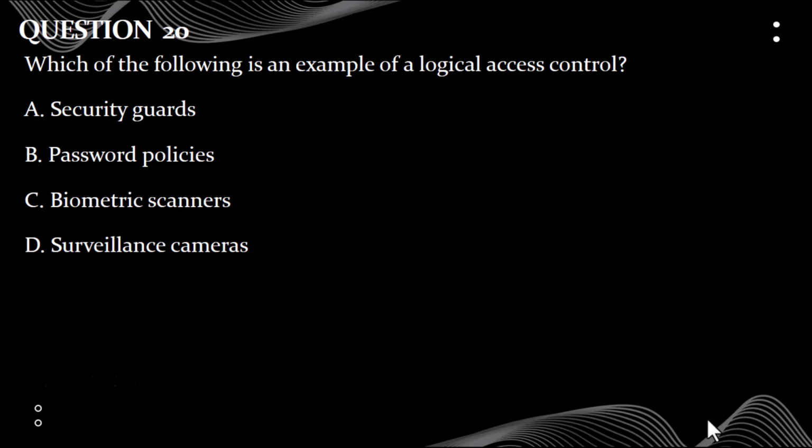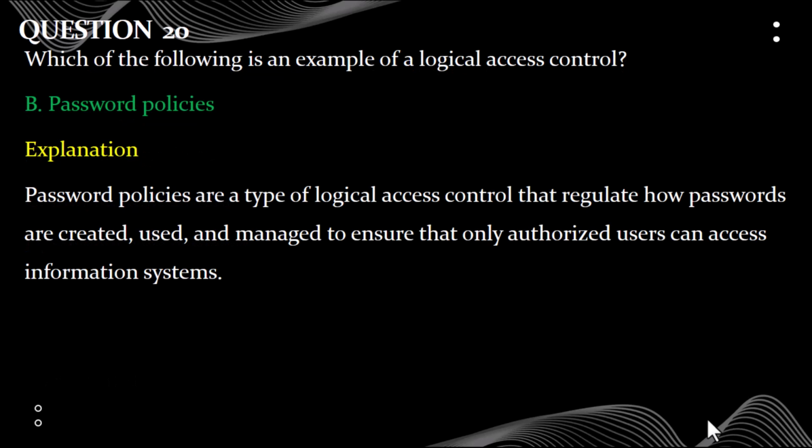The answer here is option B. Security guards, biometric scanners, and surveillance cameras are physical access controls. For this question, an example of a logical access control is the password policy. It regulates how passwords are created, used, and managed to ensure that only authorized users can access information systems.